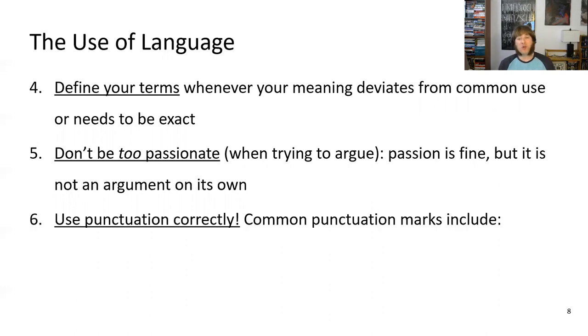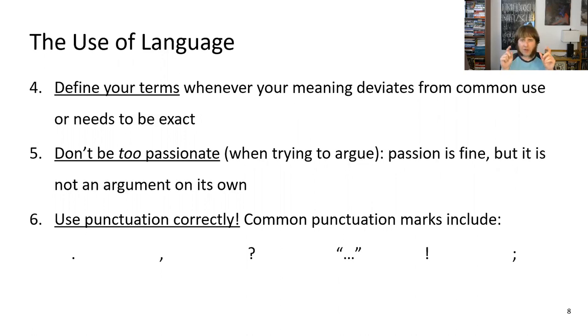Sixth, use punctuation correctly. Here's a quick little list of punctuation marks that you're likely to use in academic writing, particularly in philosophy. Just starting at the left and moving over, we've got a period. Use that to end sentences. We've got a comma. Use that to break up the clauses in a sentence, those natural little chunks of the sentence where you could cut pieces out and still have a sentence left.